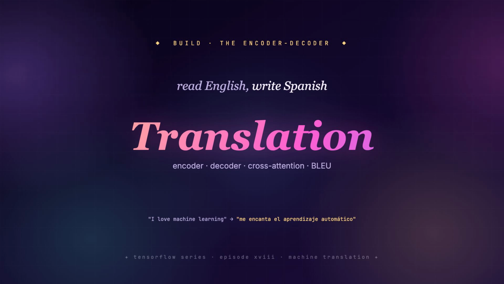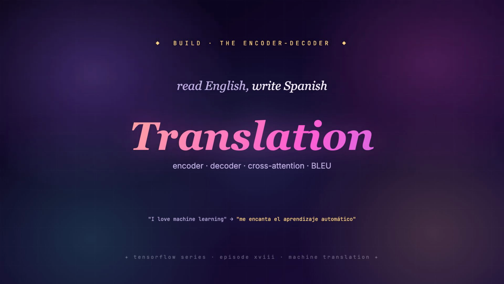We're still parked at the build stage of our pipeline, but the network gets a second half. This is the encoder-decoder, the shape the original transformer was born in. Let's build a real translator.